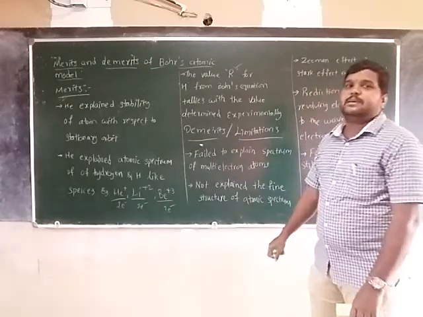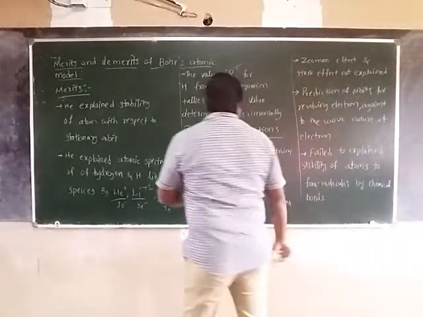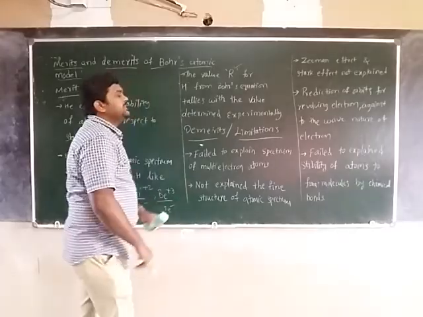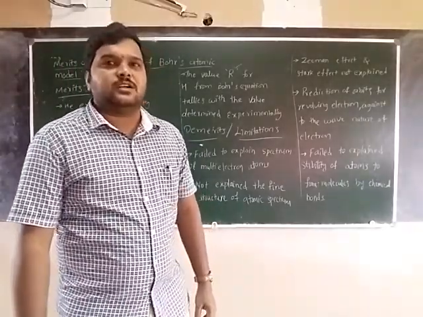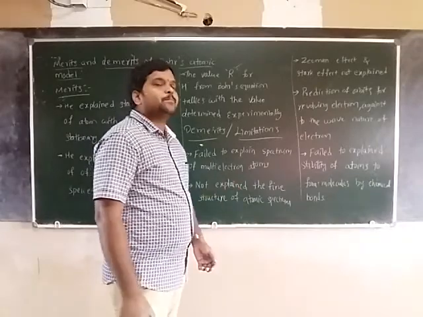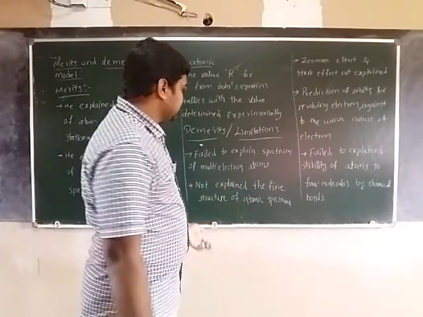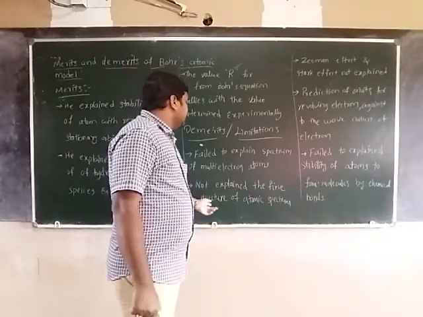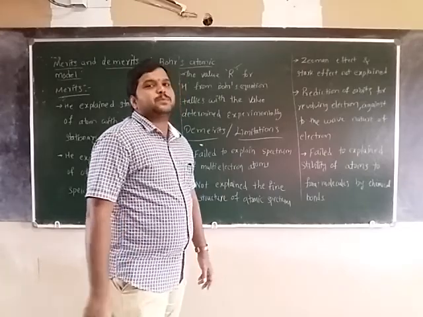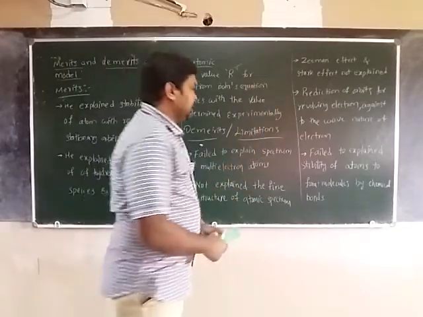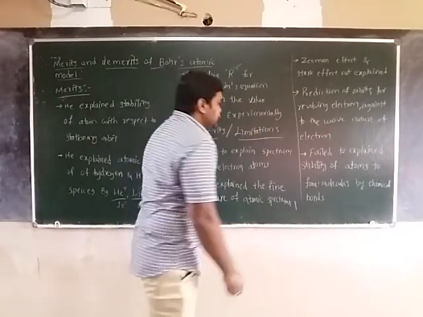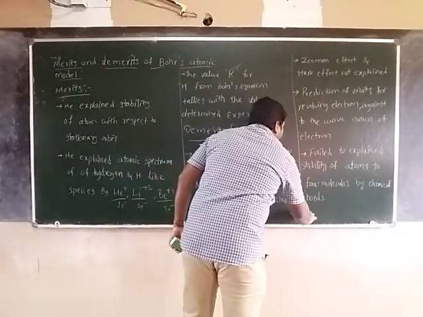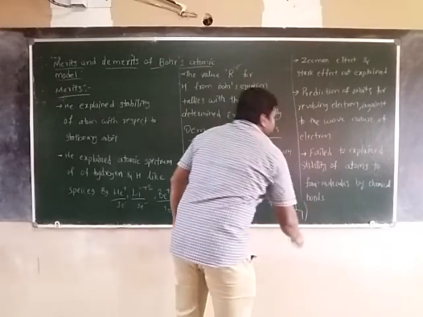Next, what are the demerits or drawbacks? It failed to explain the spectrum of multi-electron atoms. If any atom contains more than one electron, it could not explain the spectrum. Next, it could not explain the fine structure of the atomic spectrum. If you observe with a high resolution spectrometer, each line splits into two more.